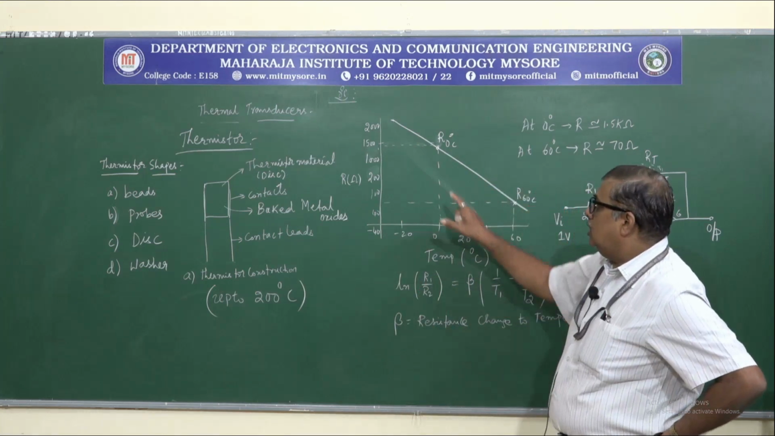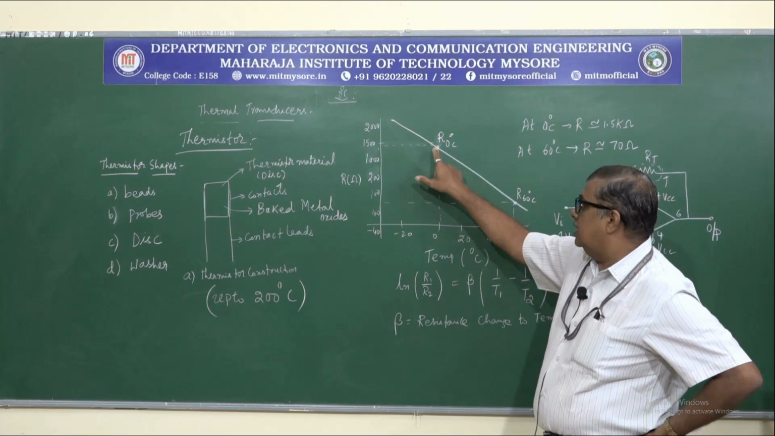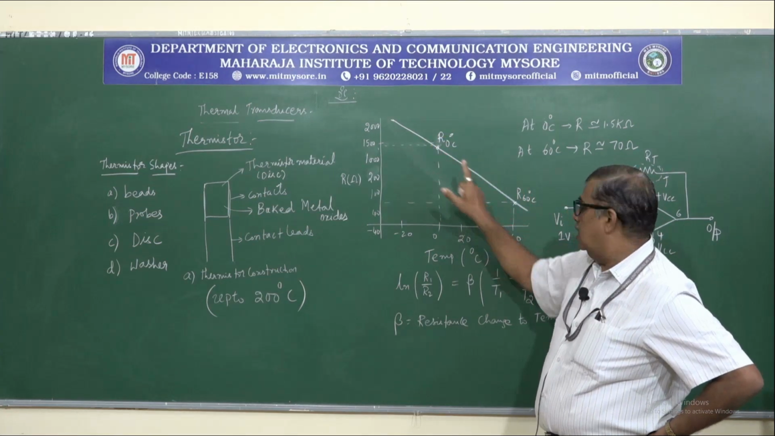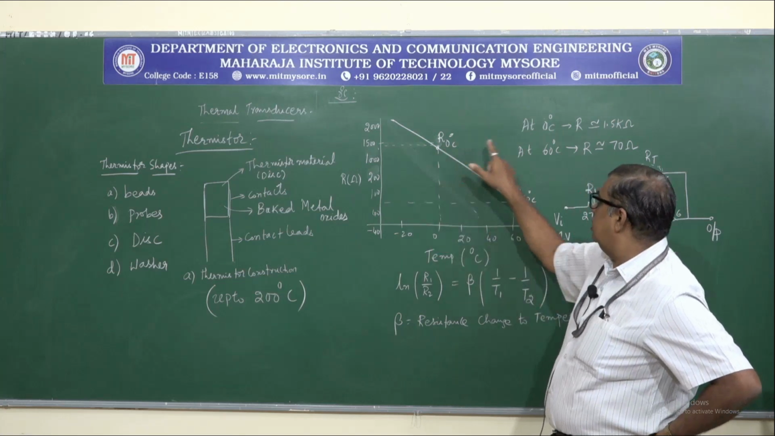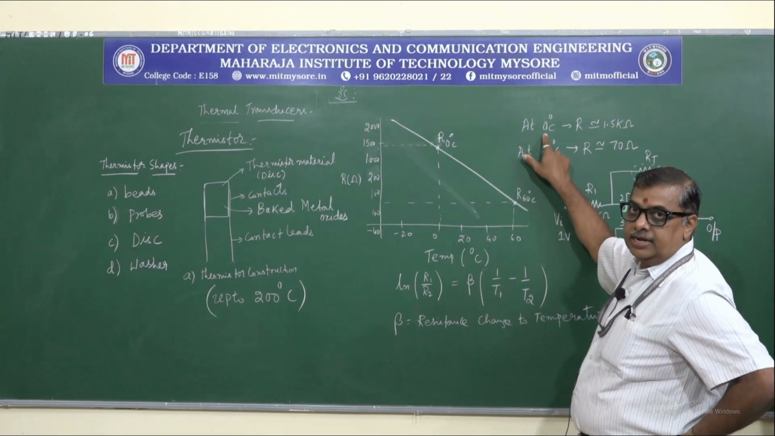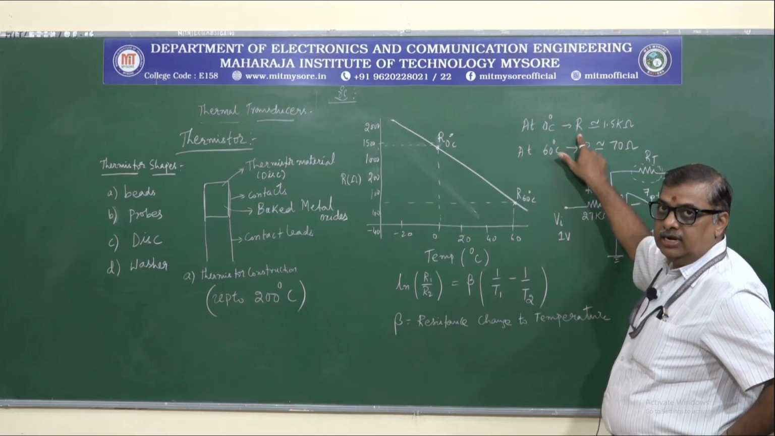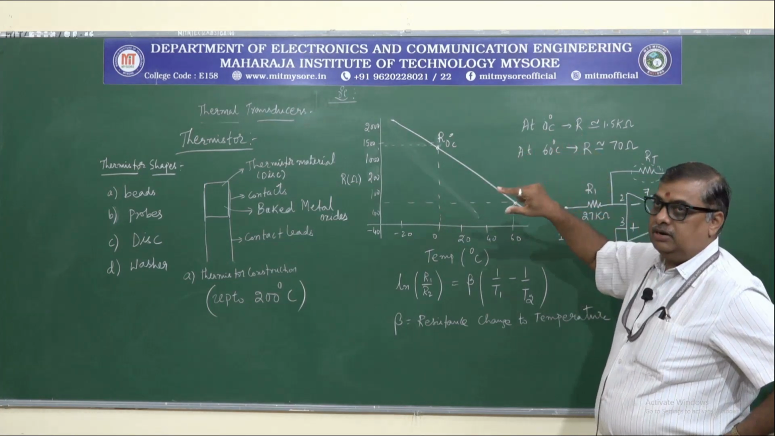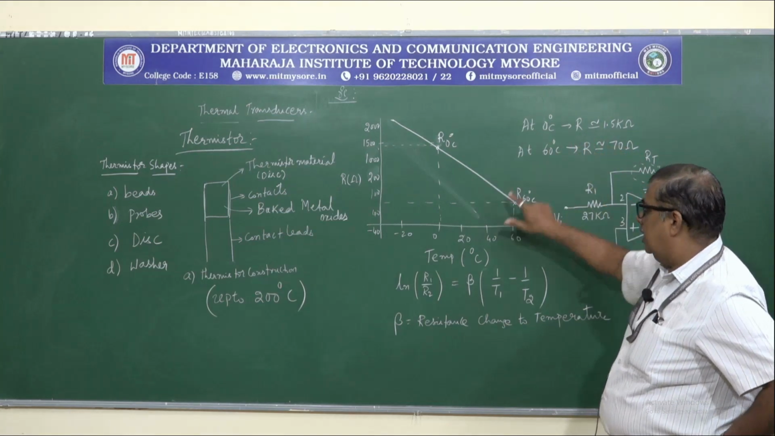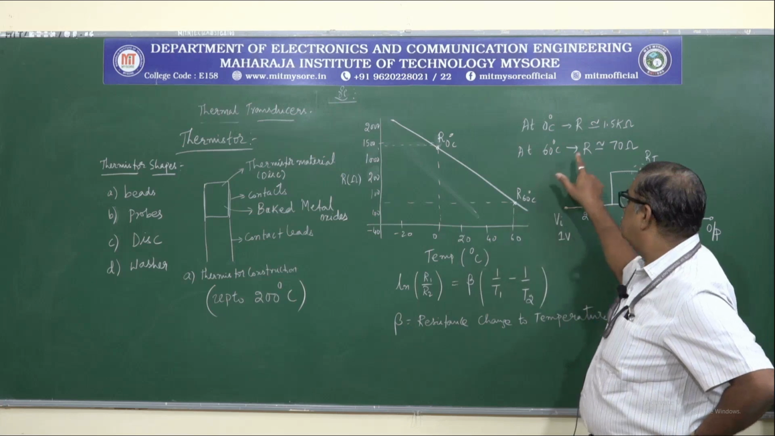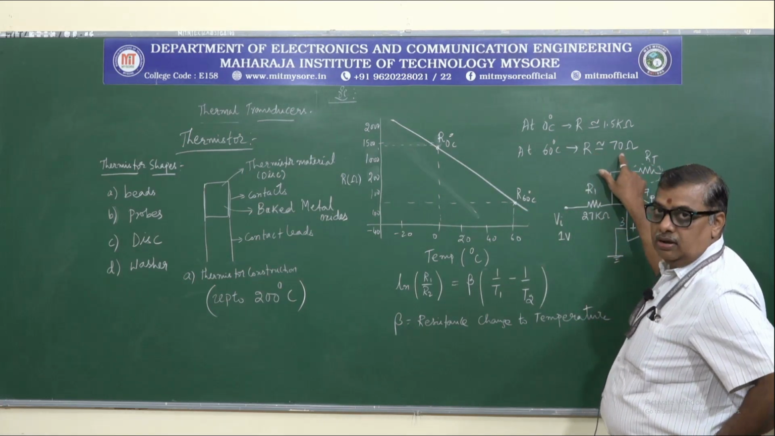Now, here I have taken 2 points on this graph. One is at exactly 0 degrees and the second one at 60 degrees. At 0 degrees we call it the standard temperature. Usually the resistance of a typical disc type thermistor will be 1.5 kilo ohms, and at 60 degrees the resistance drops to around 70 ohms.